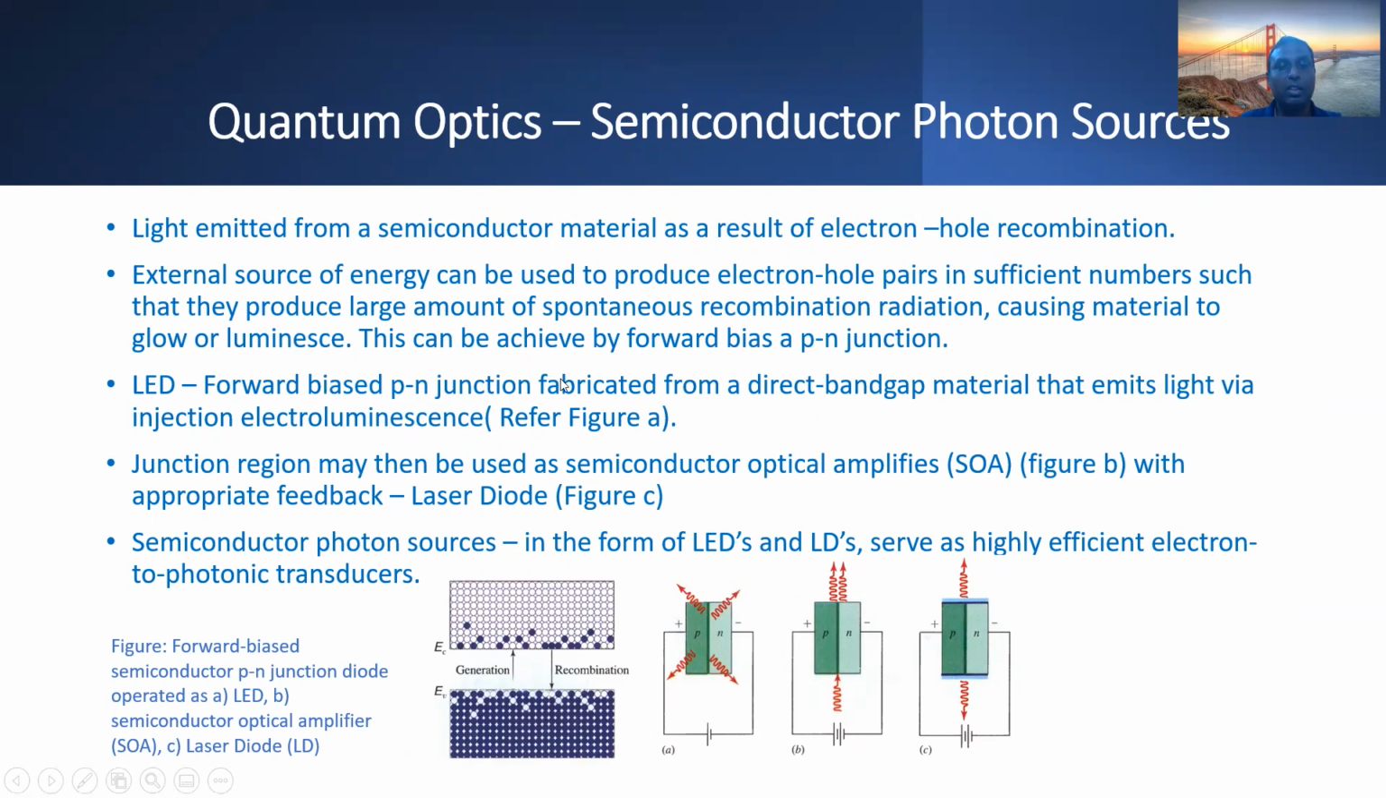An LED is a forward biased PN junction fabricated from direct bandgap material that emits light via injection luminescence, which is referred to in figure A here. The junction region may then be used as a semiconductor optical amplifier, figure B, and with the appropriate feedback it becomes a laser diode, as in the figures. A semiconductor photon source in the form of an LED or laser diode serves as a highly efficient electron to photon transducer. A forward biased semiconductor PN junction diode operates as an LED, B is the semiconductor optical amplifier, and C is the laser diode.